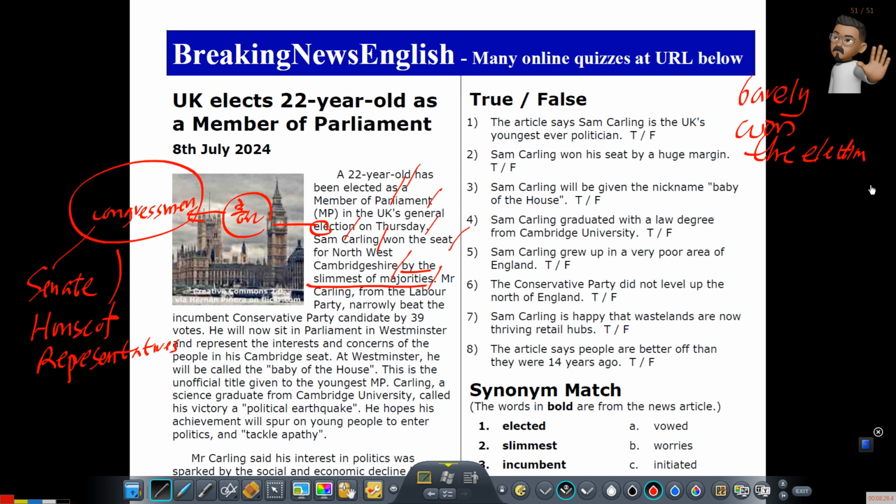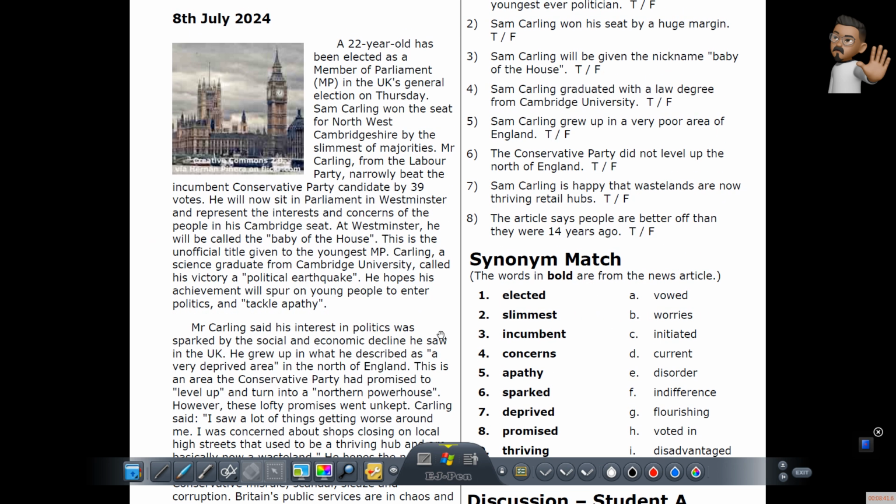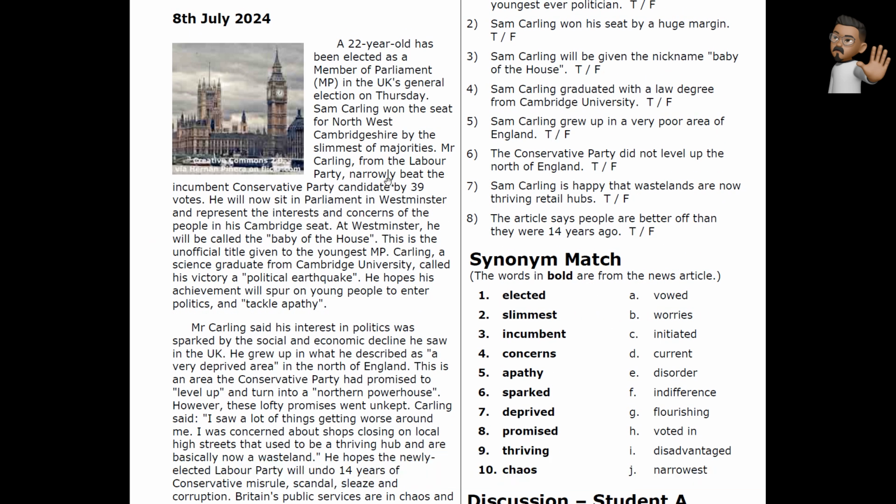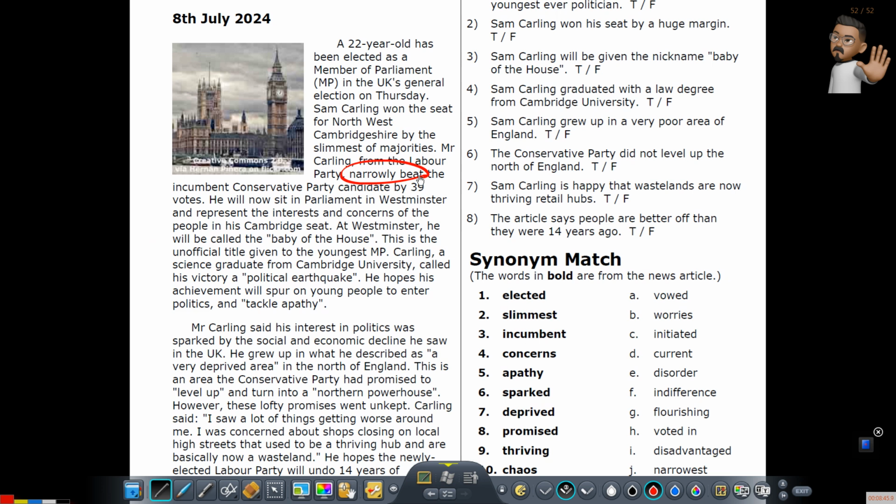Like 250 versus 225. Things like that. Only 25 differences. Okay? So Mr. Colling from the Labour Party, 노동당, narrowly beat, I told you, 겨우 narrowly beat, 이겼다. The incumbent, 이 현직의. Incumbent Conservative Party, 보수당.